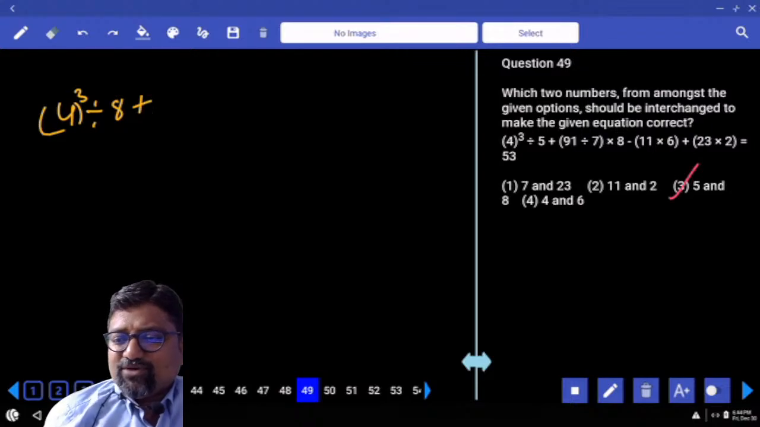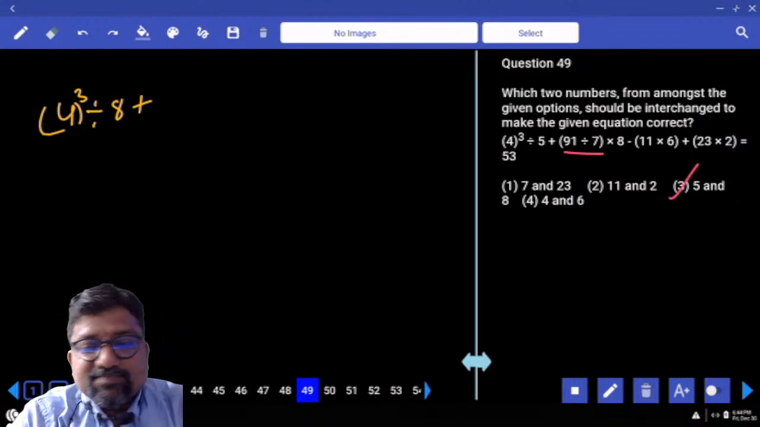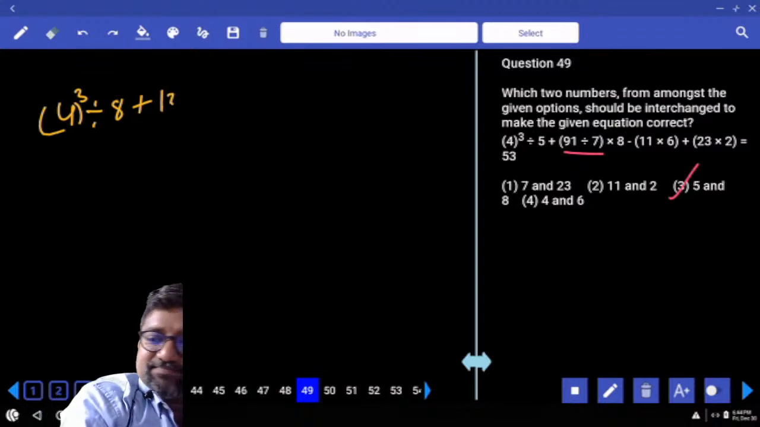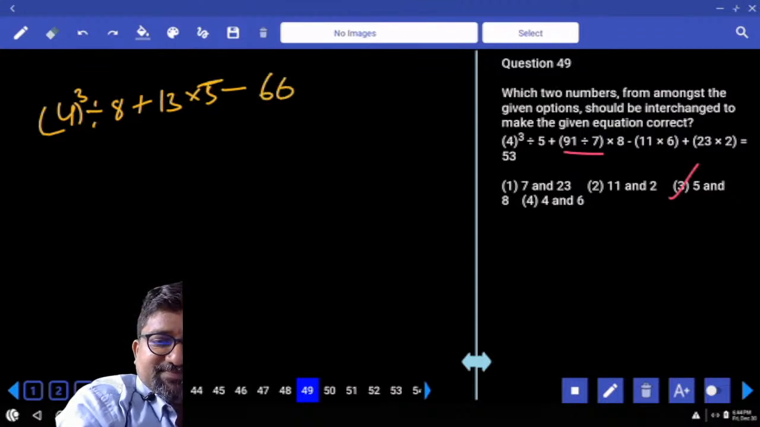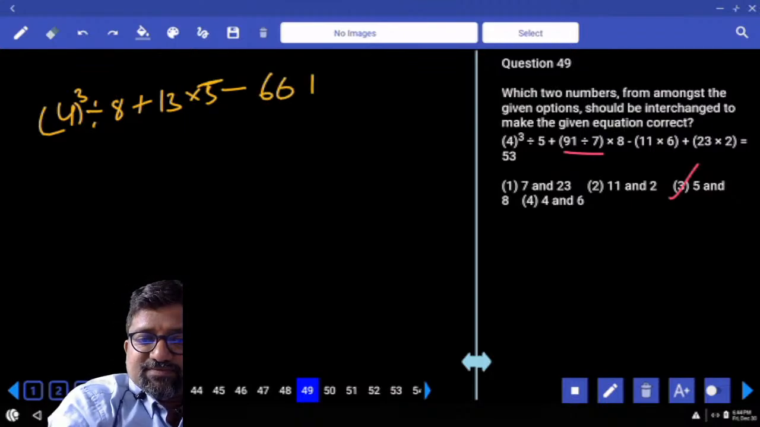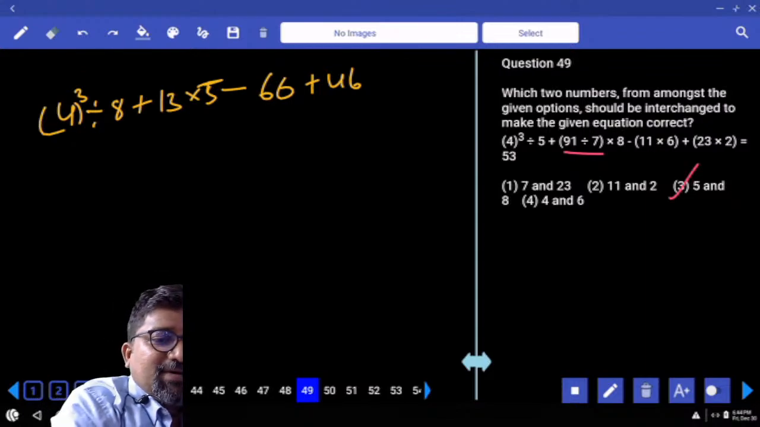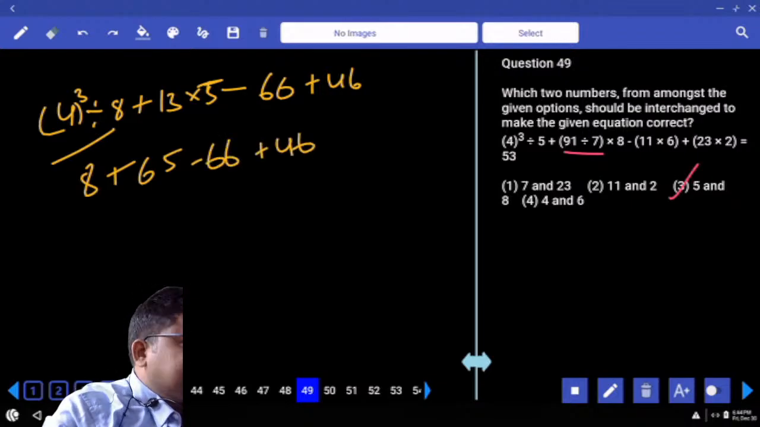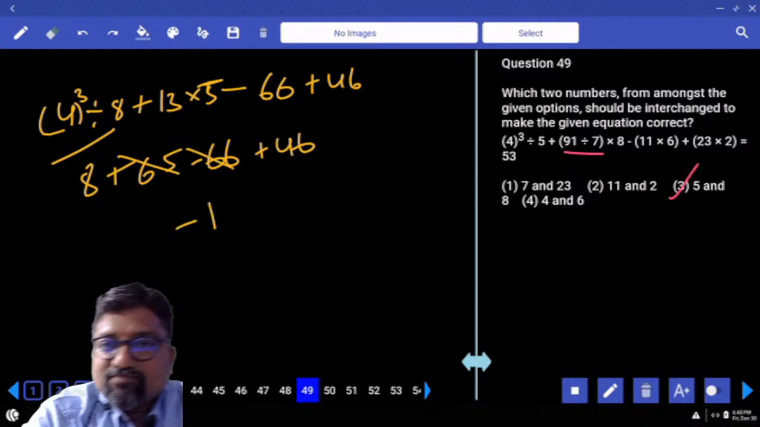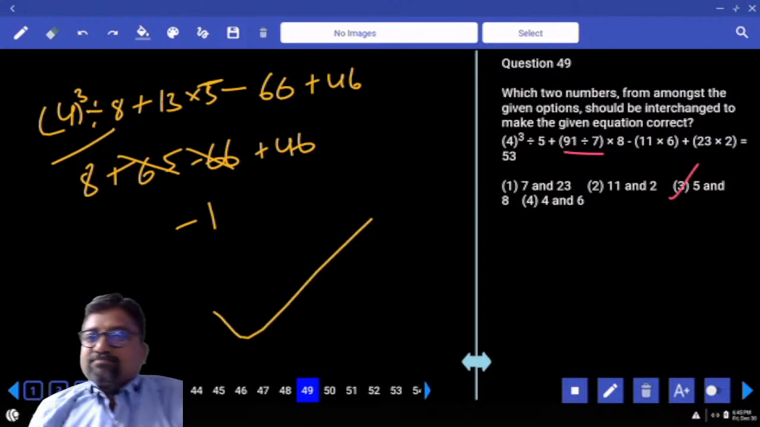91 divided by 7. You're not changing this anyway. How much is 91 divided by 7? 13 into 5 minus 66 plus, how much is this? 64 divided by 8. Come on. So 8 plus 65 minus 66 plus 46. 7 plus 46. Done.